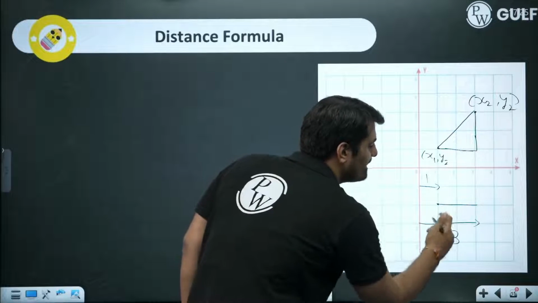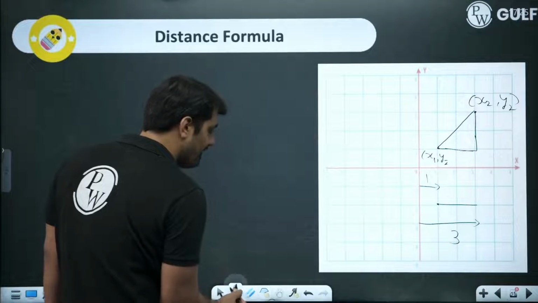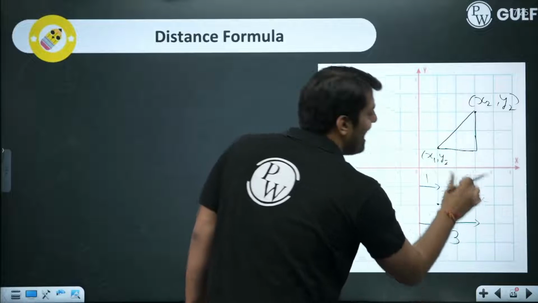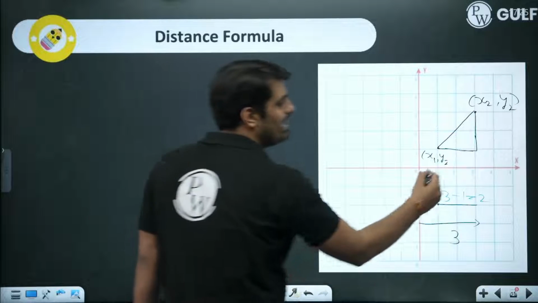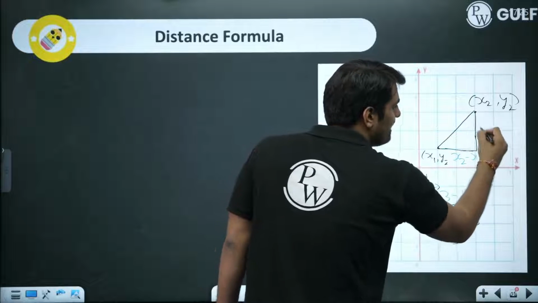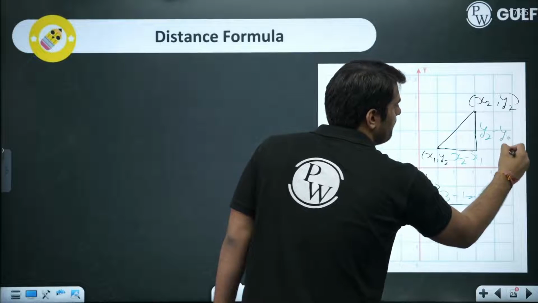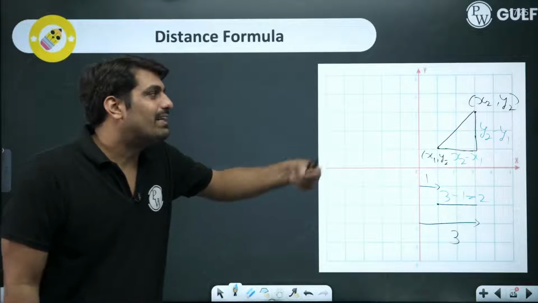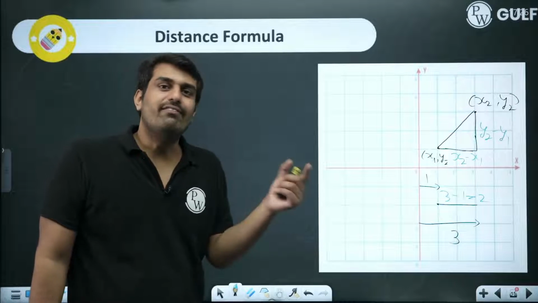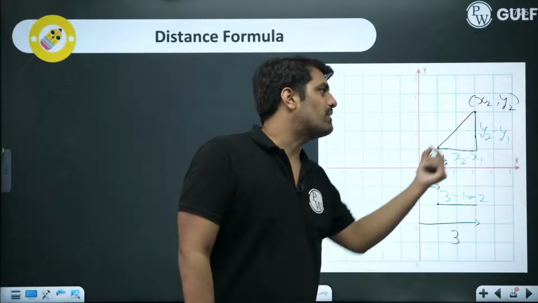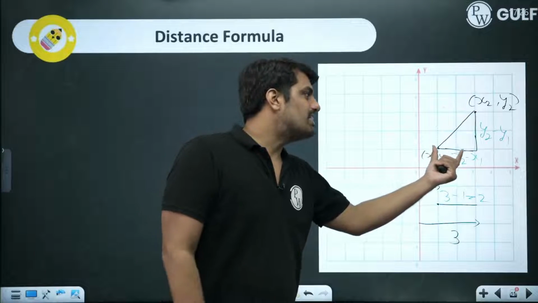So to calculate this one, how would I calculate? I would simply write it as 3 minus 1, that is equal to 2. And the same thing I'll be doing over here: I'll write it as x2 minus x1. Similarly for this, it will be y2 minus y1. This is the thing which makes it a bit different from dealing with the origin. When we were dealing with the origin, it was 0, 0, but when we have 2 points which are not at the origin, the distance will change.